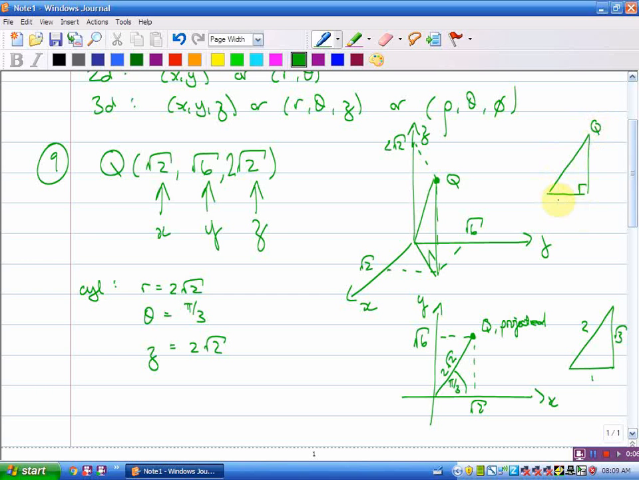There's 90. Here's my 2 root 2, which is r, which I've already worked out. Here's my 2 root 2, which is my z, which I was given. They're equal, which must mean that this is pi over 4. And if that is pi over 4, then so is this pi over 4.